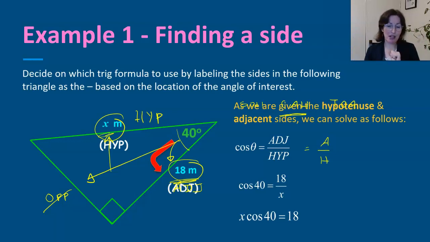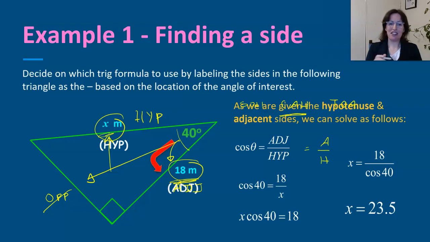X is being multiplied now by cos of 40. Cos of 40 is actually a number. Don't let it put you off the fact that it's got words written next to the 40. It is actually a number, so we can divide through by that number, and we would write out all the steps that you're doing, and then we would put that in our calculator, making sure you're in degrees, and then the units for this would be in meters. So do include your units.